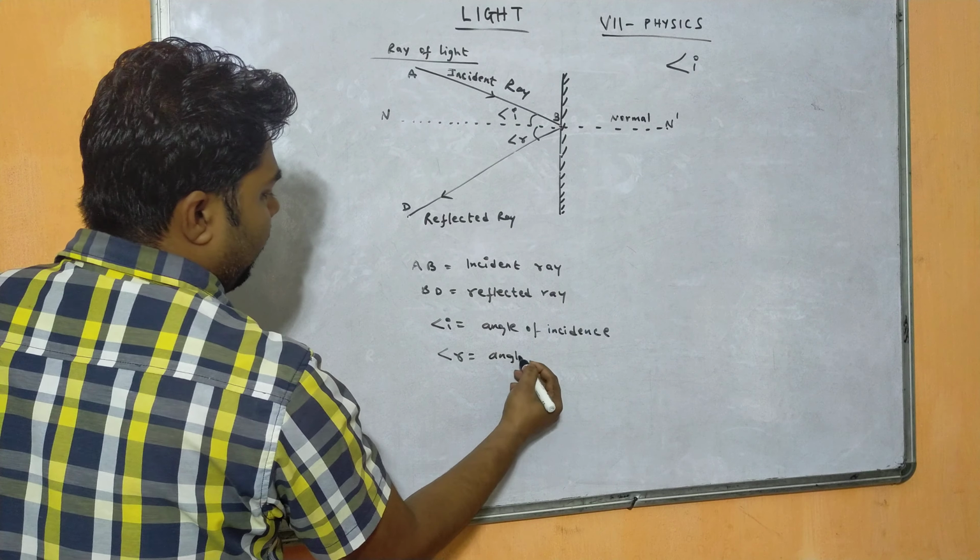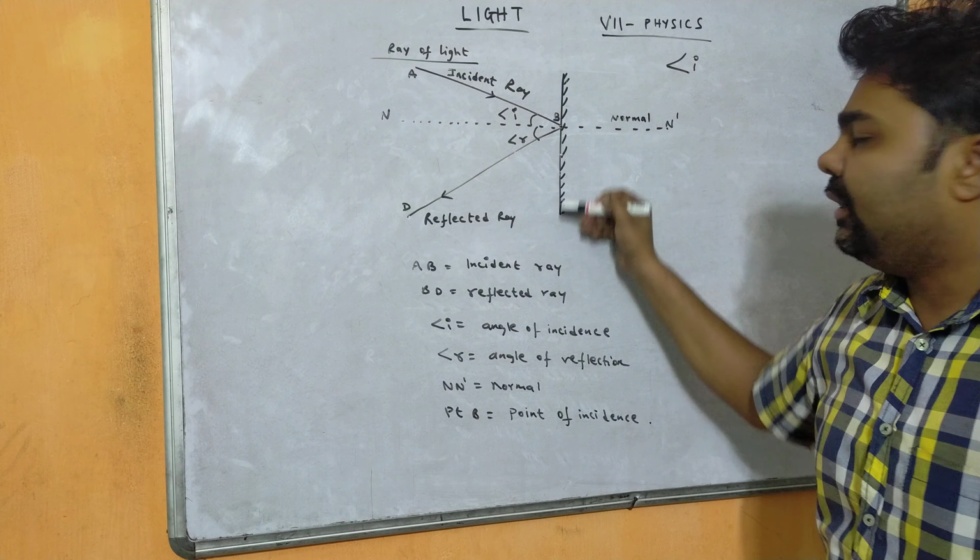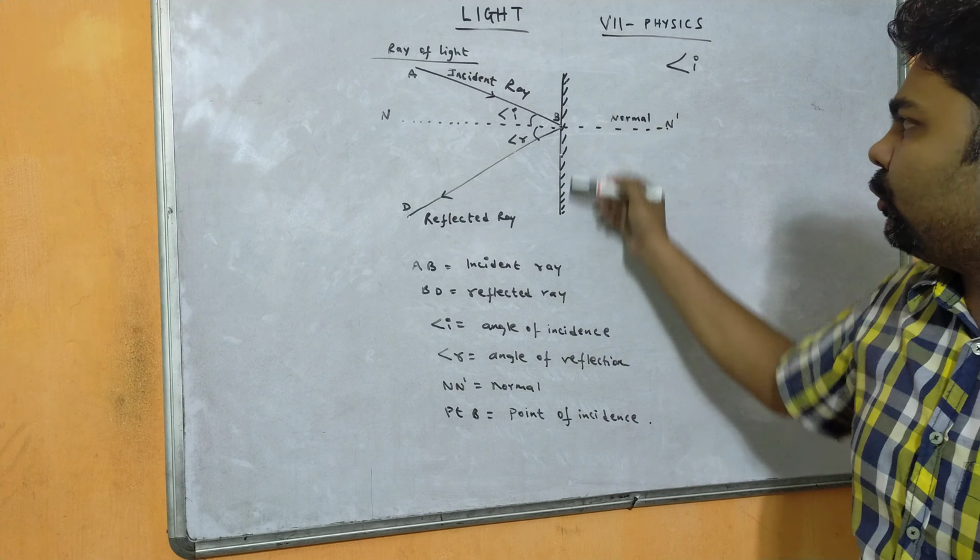Point of incidence. So these are the terms related to reflection of light. Let's see what reflection of light is from the diagram. Reflection of light means bouncing back of light in the same medium after reflection from a smooth surface. I repeat, bouncing back of light in the same medium after striking a rigid surface or a smooth surface is called reflection of light.